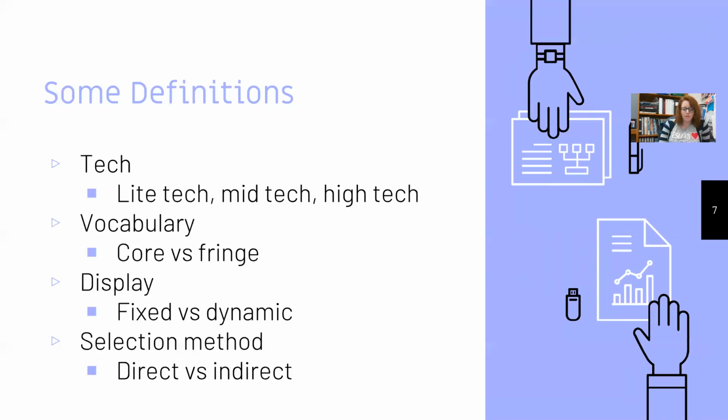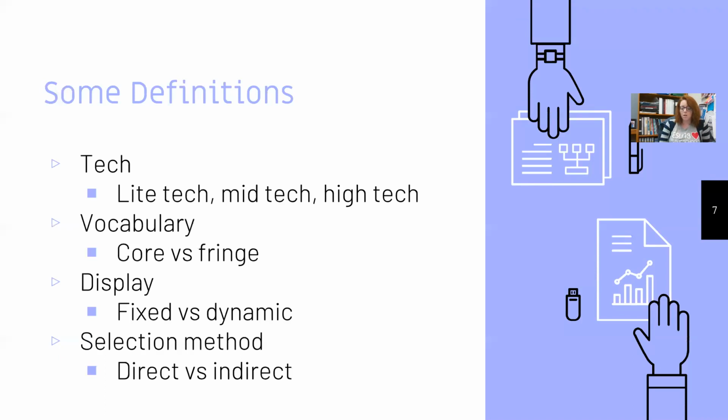There are fixed or dynamic display devices. Fixed just means that what you're looking at is not going to change, or what the communicator is looking at is not going to change. So that might be a communication book or a picture board, maybe a pod book.